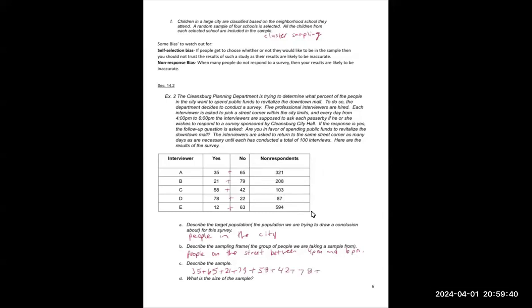Oh, and actually, we already know that these people were supposed to, and I'm looking at these numbers and realizing they all add to 100 because each of these interviewers were supposed to do 100 people. So actually, I know that there's 5 people, they each did 100. So there's 500 people in the sample.